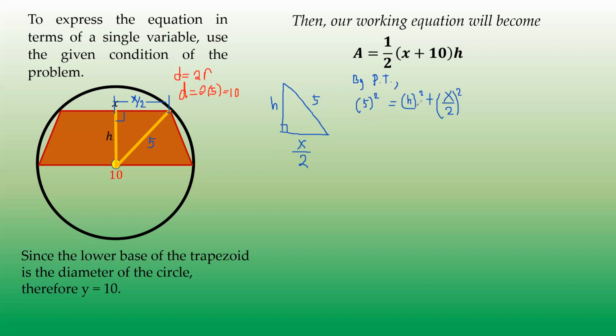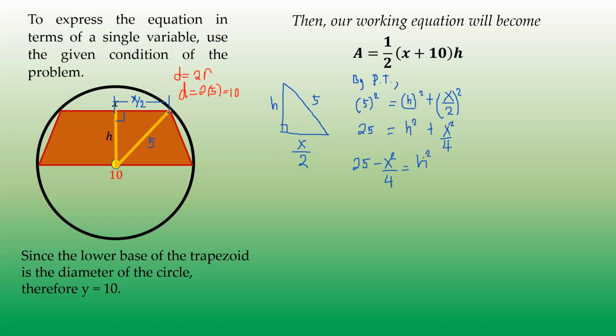So take h and transpose the other term. This is 25 equals h squared plus x squared over 2 squared. So we have x squared, and 2 squared is 4. Transposing, you will have 25 minus x squared over 4 equals h squared.